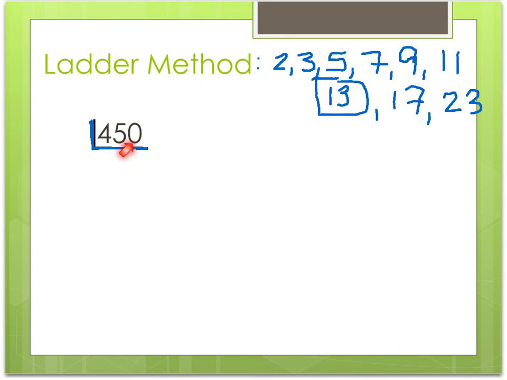I see that it's an even number. I see that it ends in a 0. So the first thing I look at is, well, I know 2 will work for sure, and I know 5 will work for sure. So I like to pick the bigger of the 2 numbers. I know that 5 will go into 450. So then I can divide that out.